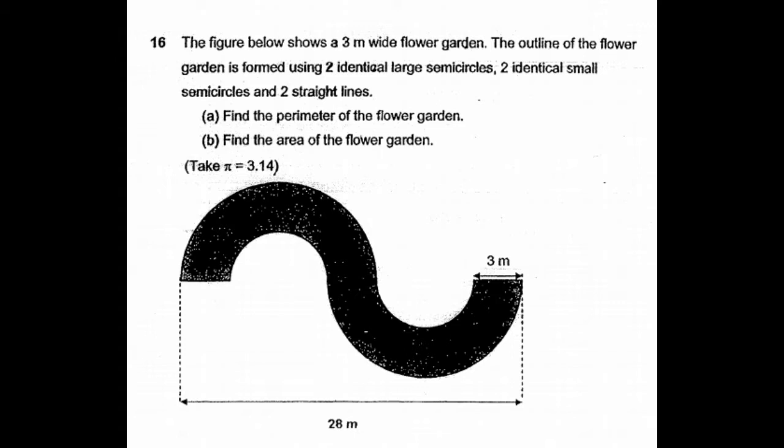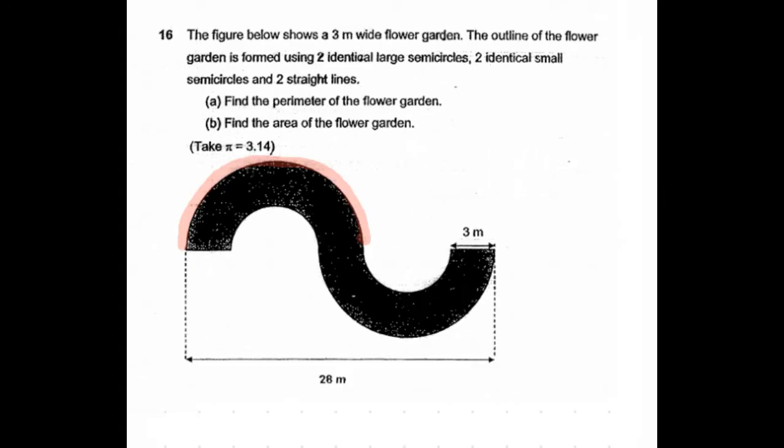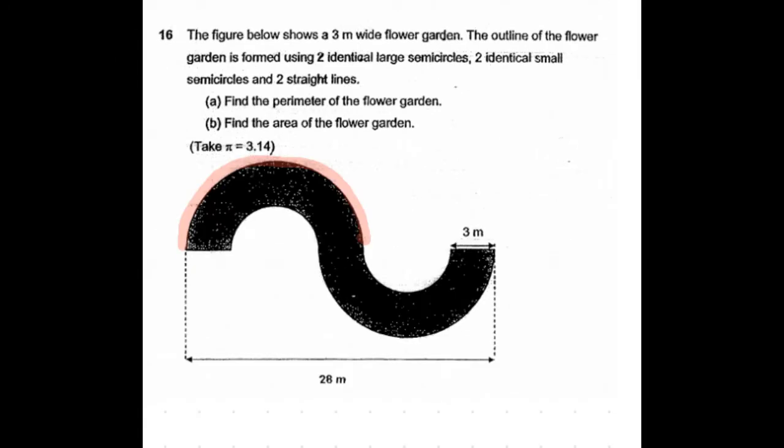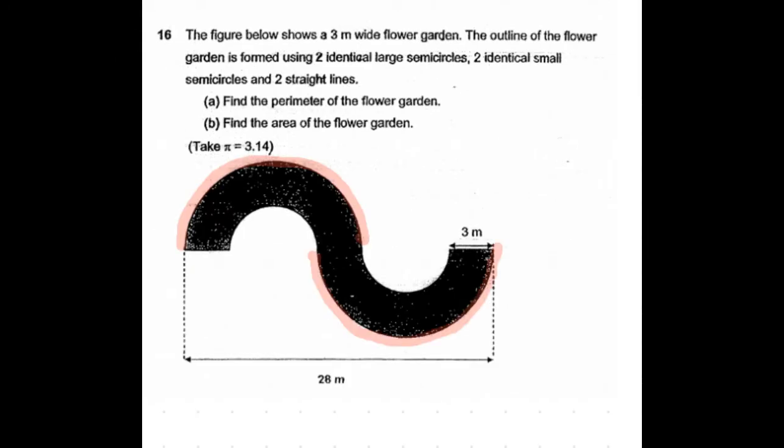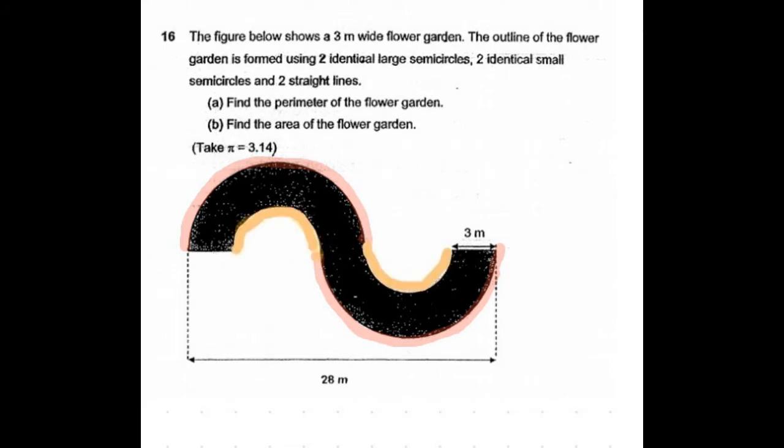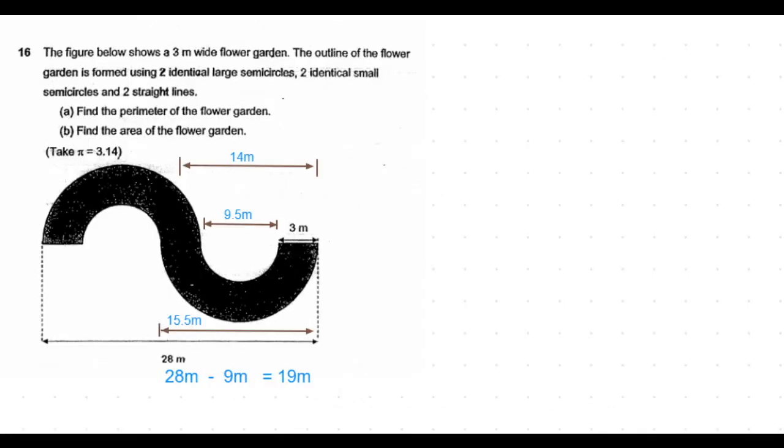So let's look at this figure. We have one of the semicircles and the second semicircle here. These two form part of the perimeter, and two more smaller semicircles, and we have two 3-meter straight lines on either sides. All these put together form the perimeter of the figure.